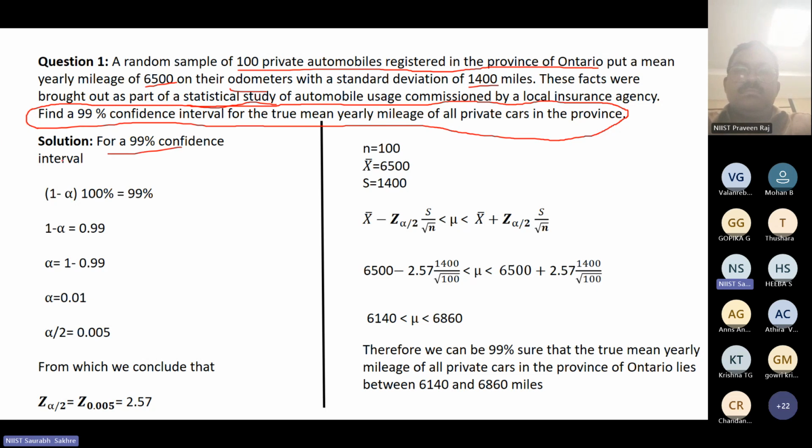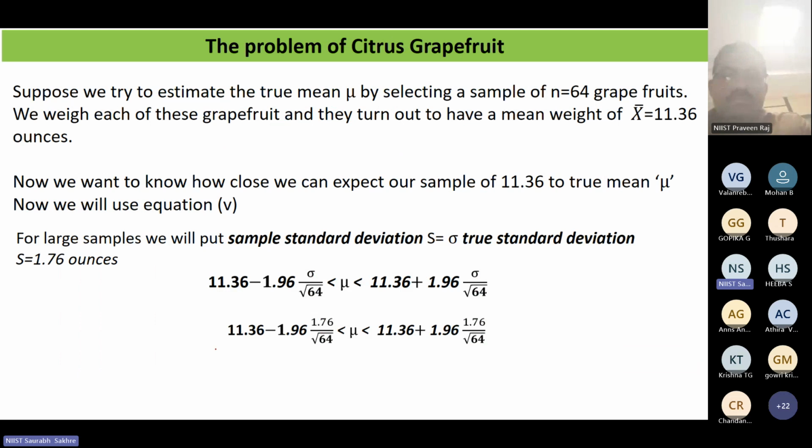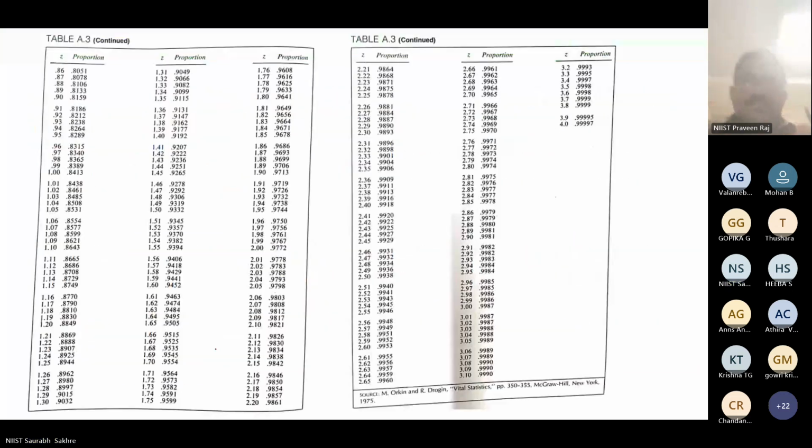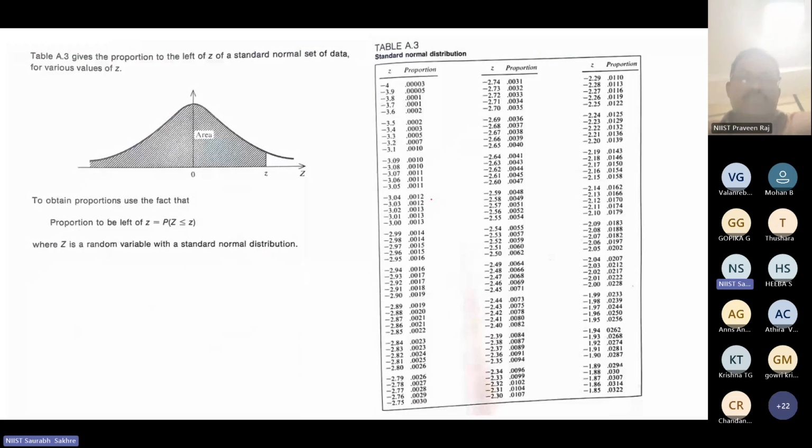So let's start one by one. For a 99% confidence interval, my 1 minus alpha in percent will be 99%, right? So 1 minus alpha will be 0.99. So I'll keep alpha this side and send 1 there, so alpha is 1 minus 0.99. So my alpha is 0.01, but I have to do alpha by 2, so my alpha by 2 is 0.005. So for 0.005, my Z will be 2.57 from the table. We can see from table A3.